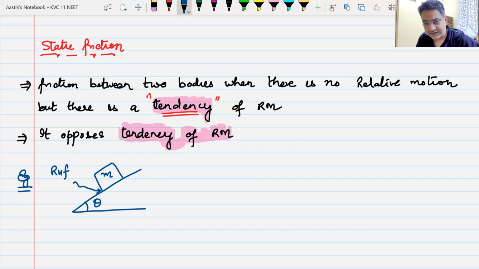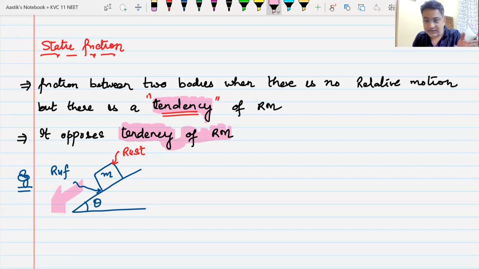In which direction is the tendency to move? So this is what the diagram says. It is at rest. It is not moving, but it has a tendency to move. In which direction does it want to move? This is not a question of physics. This is a question of common sense. Downwards. Okay, it is not moving, but it wants to move in this direction.